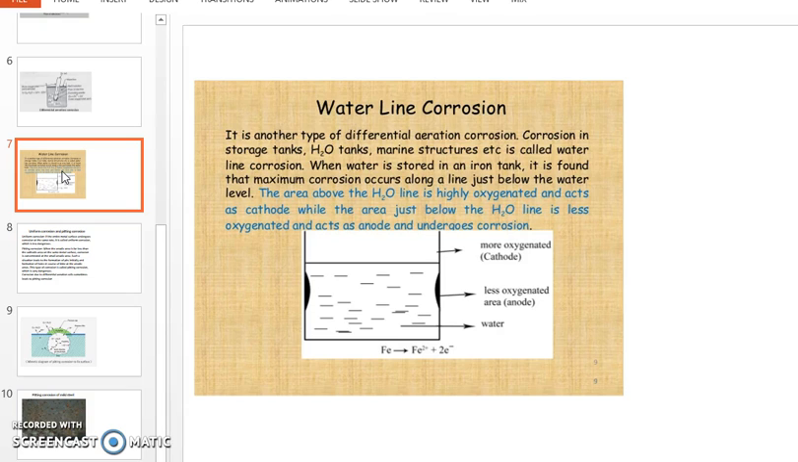It's a common experience to all of us when we store water in tanks. Always we observe after some time a line is formed in that bucket or the tank just below the water line. That line formed is because of corrosion at that part of the metal. The area above the water line is highly oxygenated and acts as cathode, while the area just below the water line is less oxygenated and acts as anode and undergoes corrosion. This is common experience to all of us.